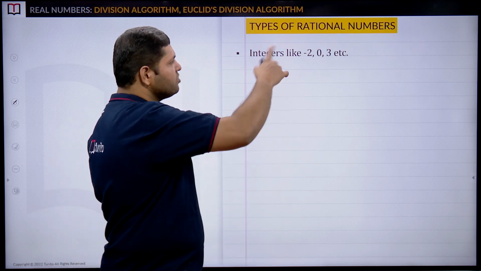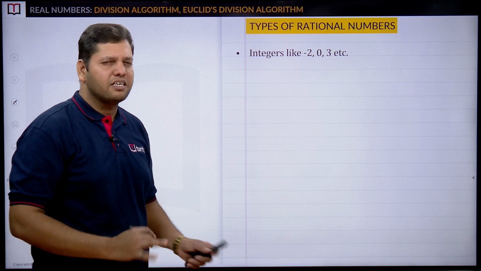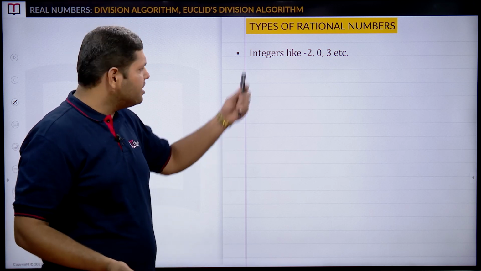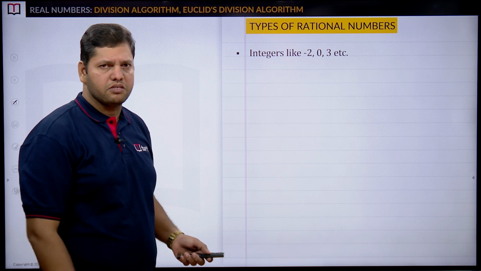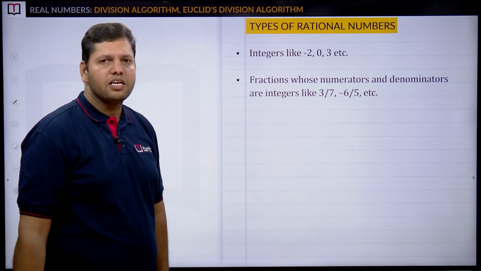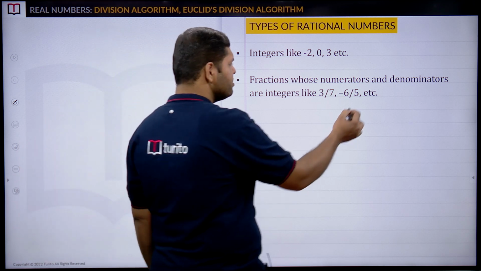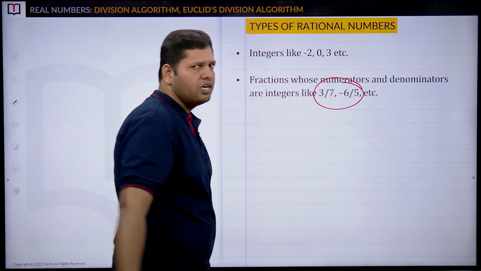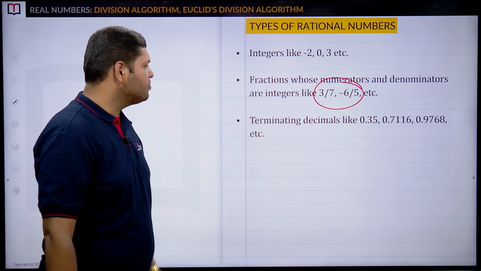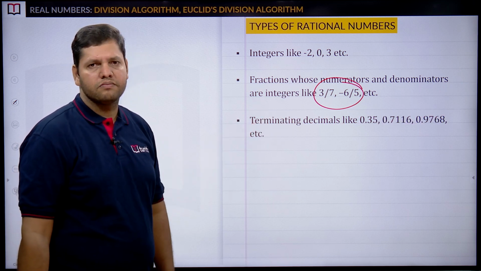Next one. Types of rational numbers. What are the best examples you can say generally? We can say all the integers are rational numbers. Next one. Fractional numbers, which have the numerator and denominator as integers. So these also we can say are examples of what? Rational numbers only.